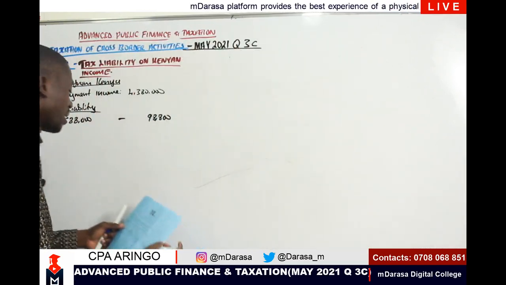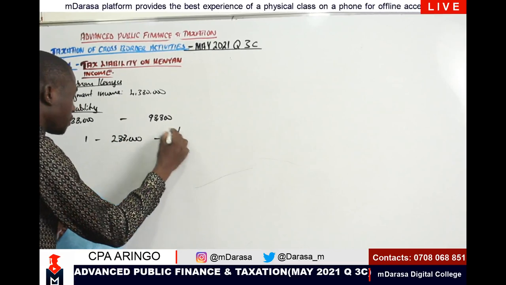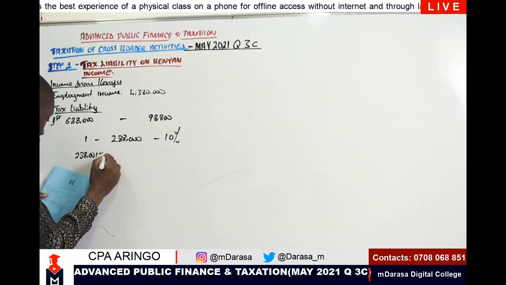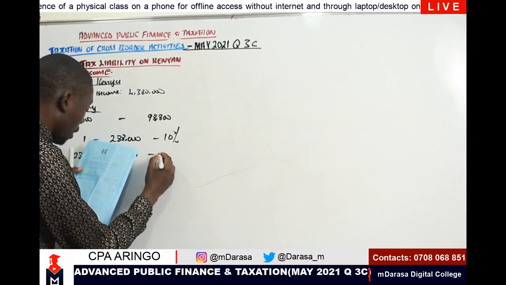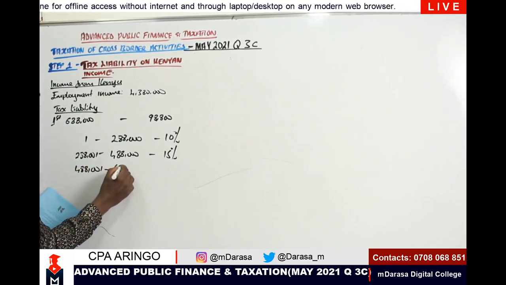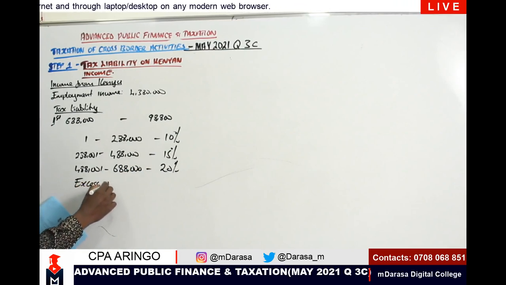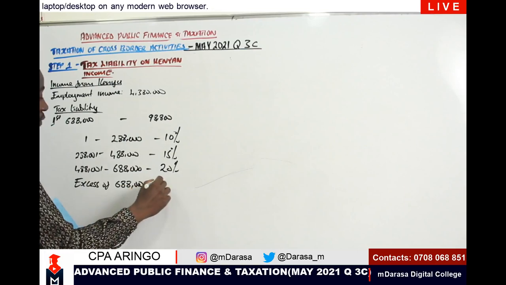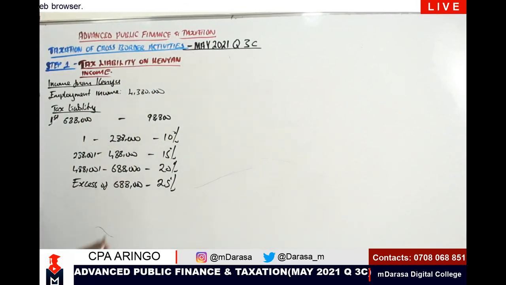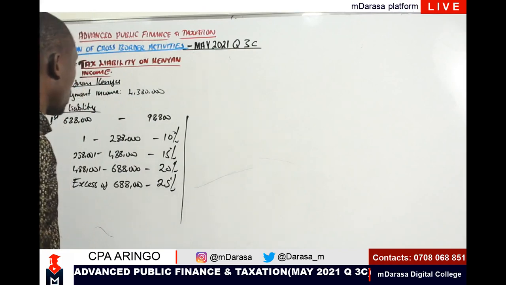Look at this scale rate. In our scale rate, we have 1 to 288,000, which is given 10%. Then we have 288,001 to 488,000, where we are given 15%. We have 488,001 to 688,000, where we are given 20%. Then the excess of 688,000 is given 25%. So any person earning up to 688,000, this is how we are going to determine the tax.